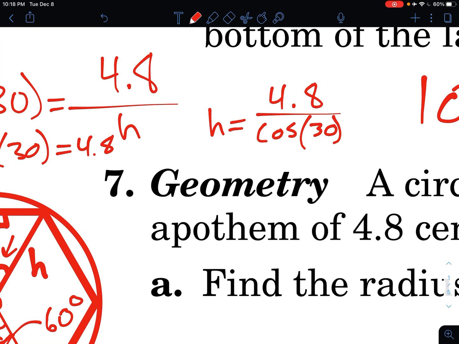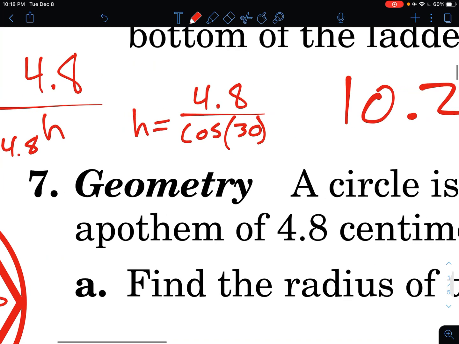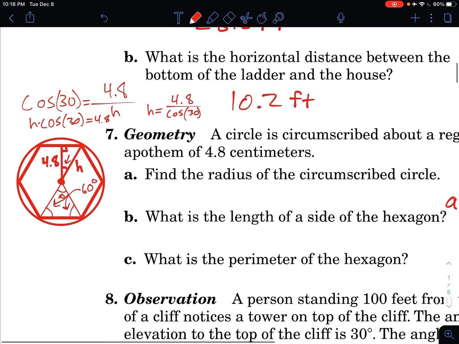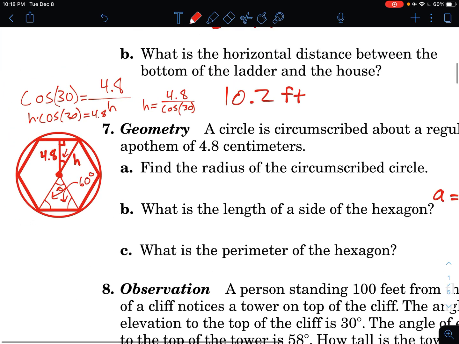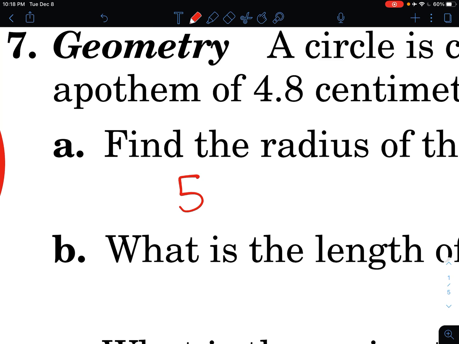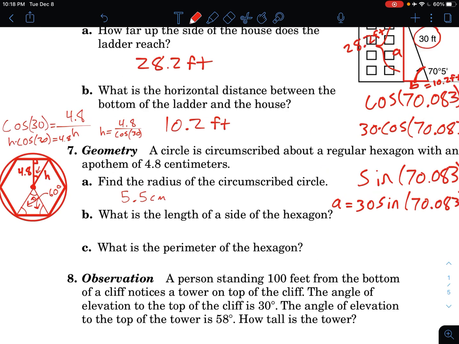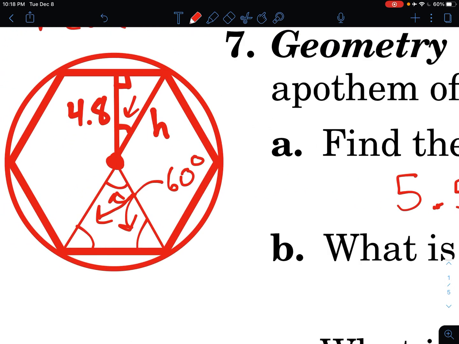And that's going to be 4.8 divided by cosine 30, which is about 5.5. So we're going to call that 5.5. So what's the radius? About 5.5 centimeters. We're going to use the same units. What is the length of the side of the hexagon? Length of the side of the hexagon?